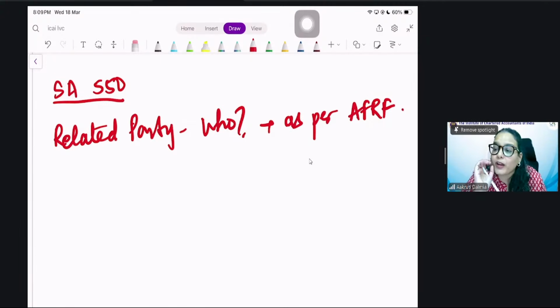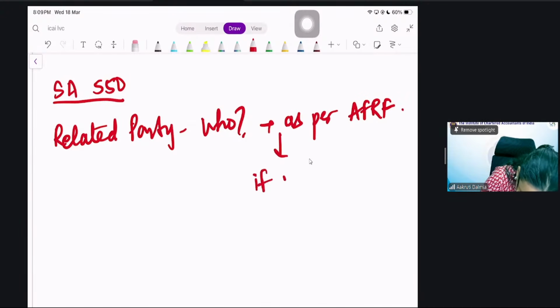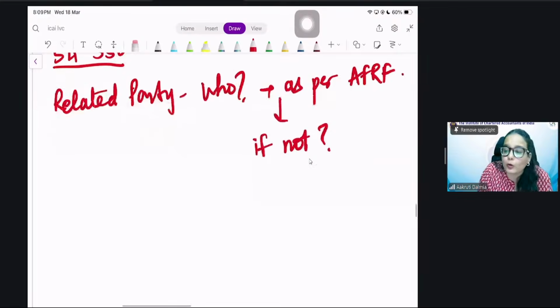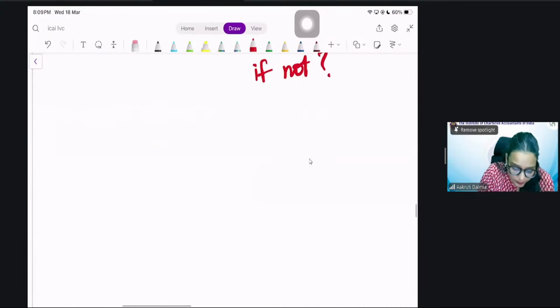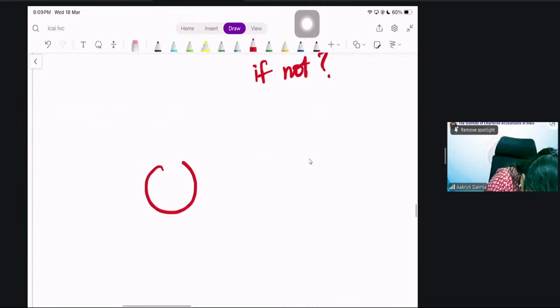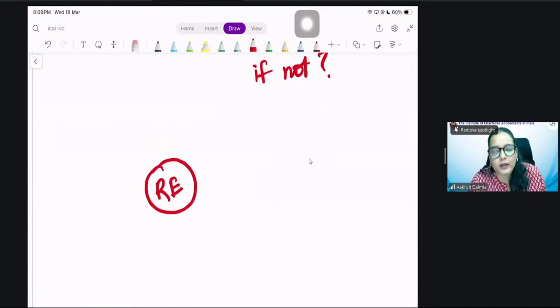But if the AFRF is not correctly and sufficiently defining related party definition, if the AFRF is not doing its job properly, okay? If not, then what to do? Then how do you find a related party? So let's say this is the reporting entity. Now, what do I mean by reporting entity? The entity on which auditor is making a report. Okay. What is the language we will use? Reporting entity. So reporting entity is the entity for which I am making audit report.